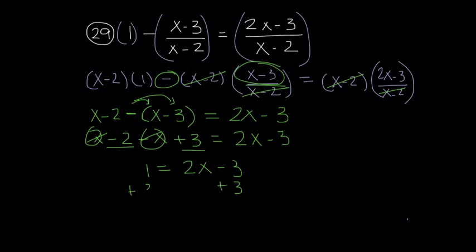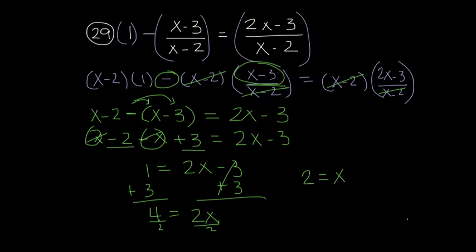Add my 3 to both sides, and I get 4 equals 2x. 3's cancel. Divide both sides by 2, and this time I get that 2 equals x.